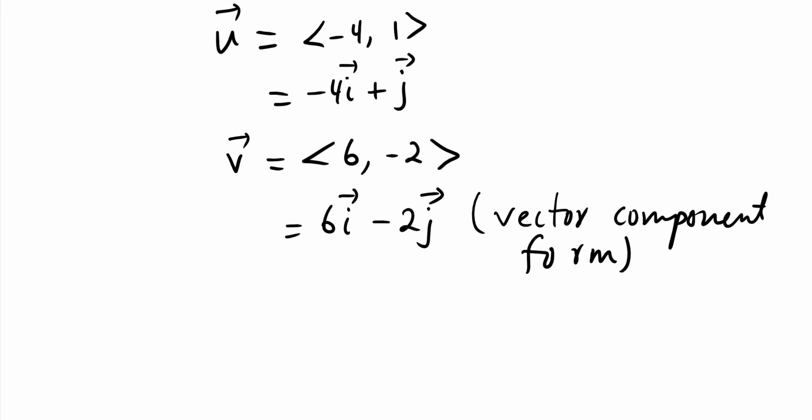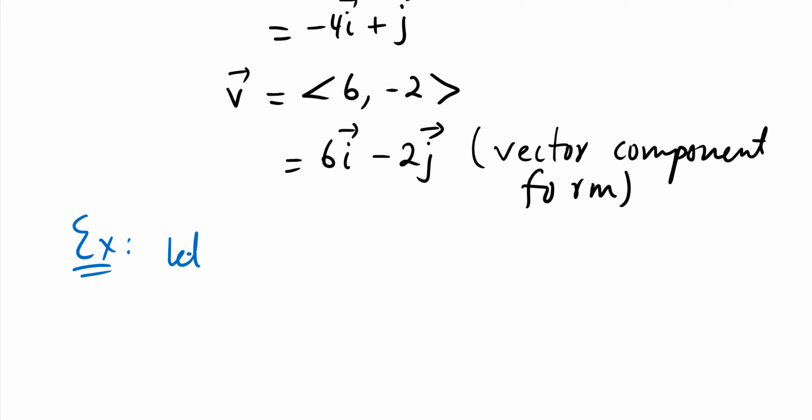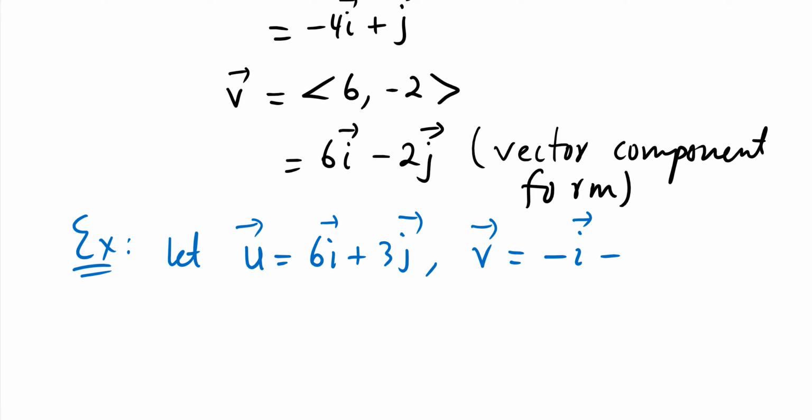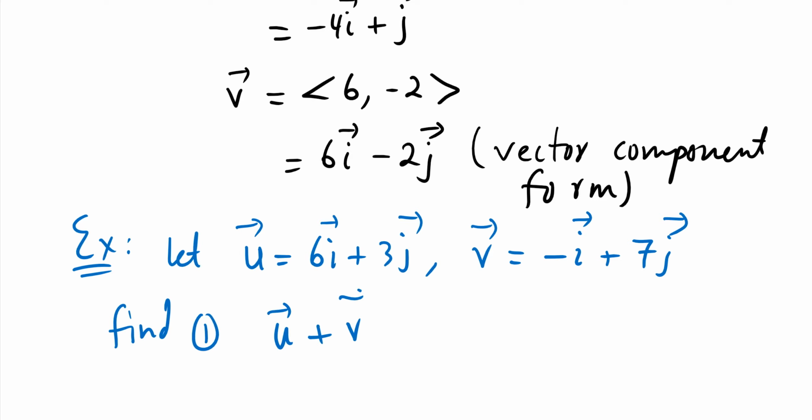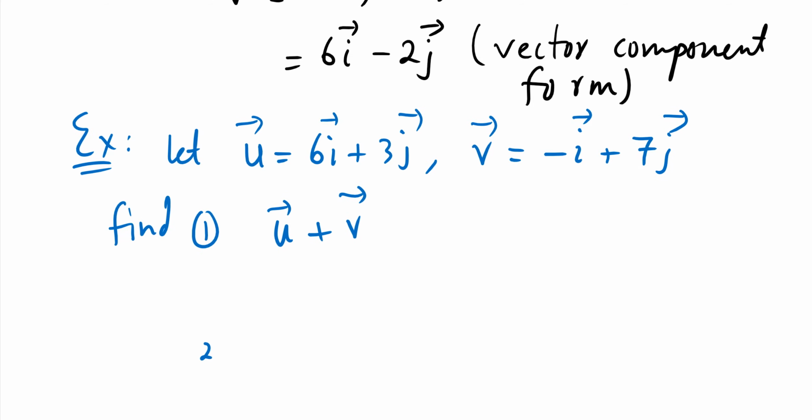So we can look at other examples. Example: let vector u be 6i plus 3j, vector v be -i plus 7j. We can be asked to find vector u plus vector v, and -2 times vector u plus 3 times vector v.